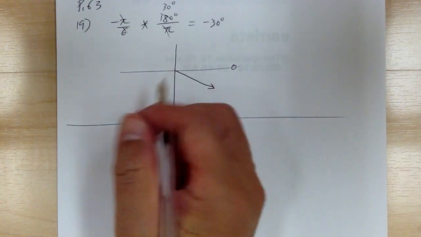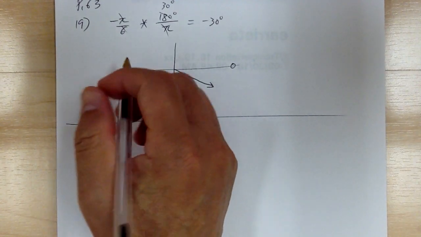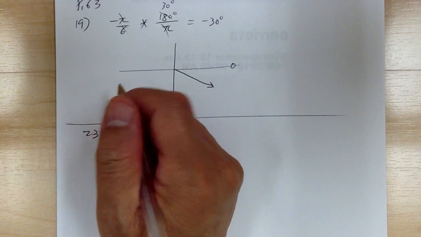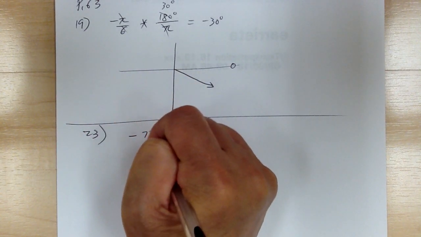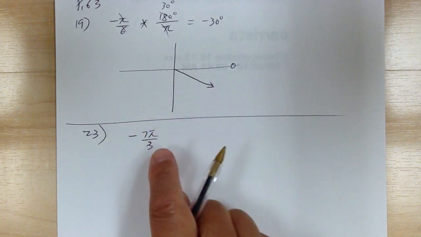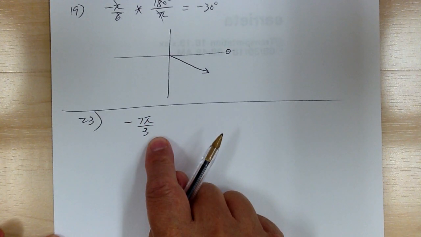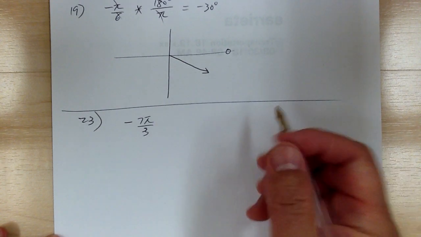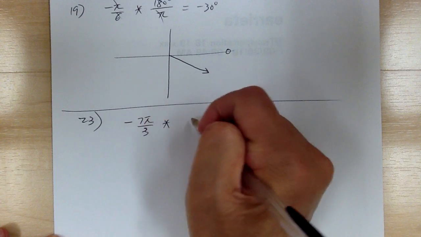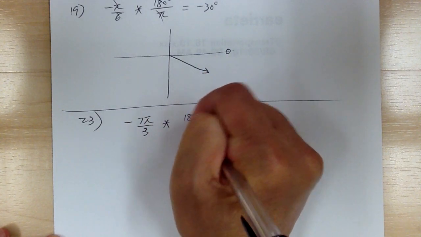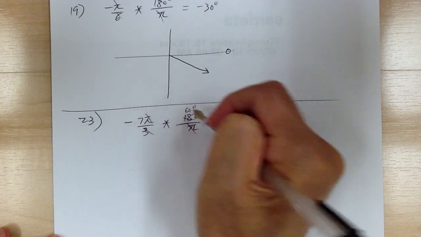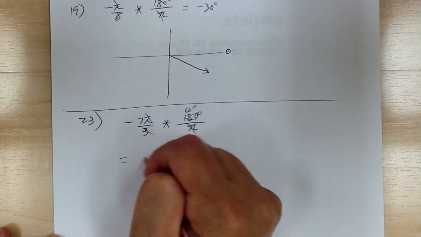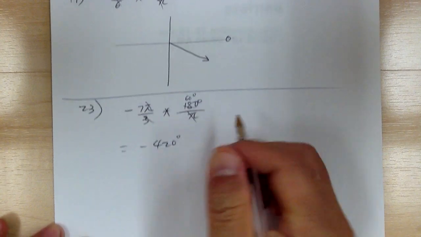Let's go to number 23. And number 23, you have negative 7 pi over 3. So again, you need to convert this into degrees and then sketch the position in the standard position. So again, to convert into degrees, you times it by 180 degrees over pi. So this cancels out, this cancels, so you get 60. So you multiply, this will equal negative 420 degrees.